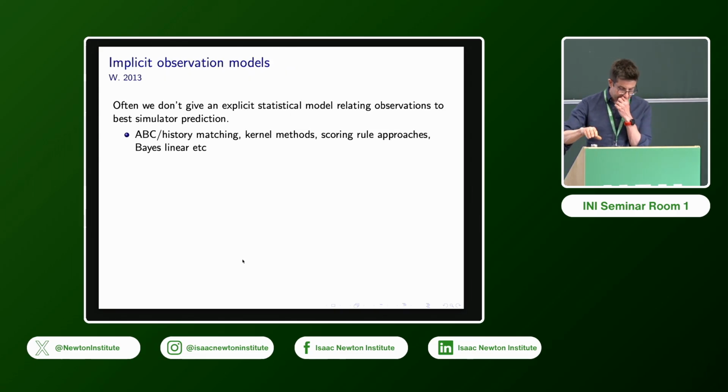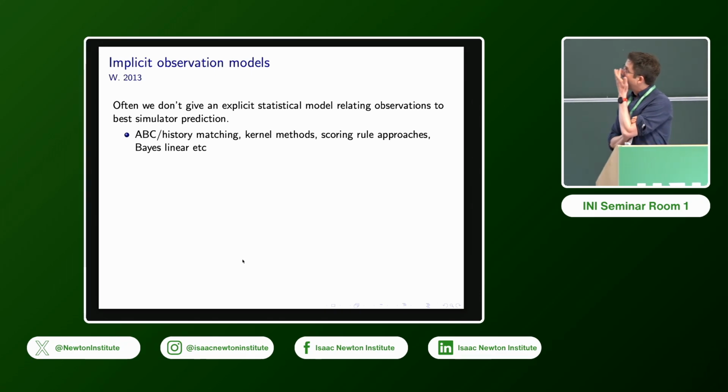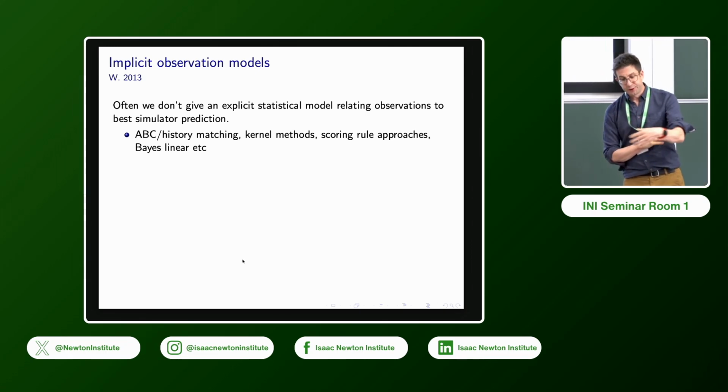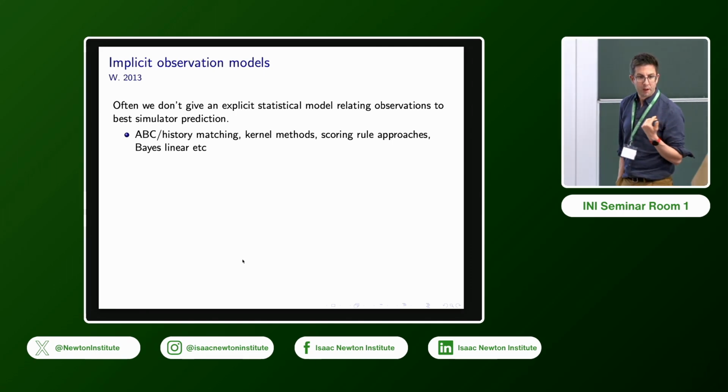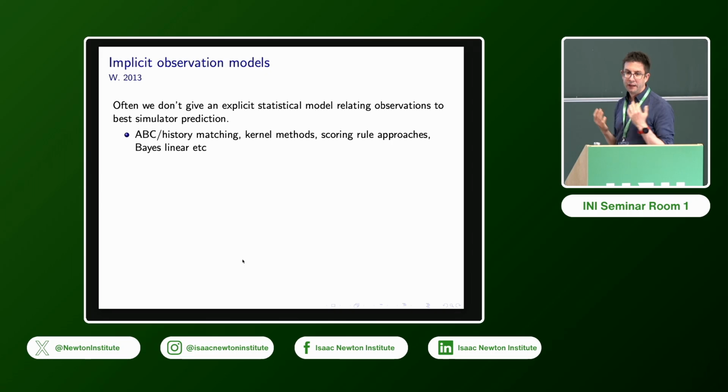And of course, just a nod to talk this morning, often we don't explicitly state an observation model. Often we pick a score and minimize a score. Or we pick a criterion and we try and minimize some kind of criterion for these things.